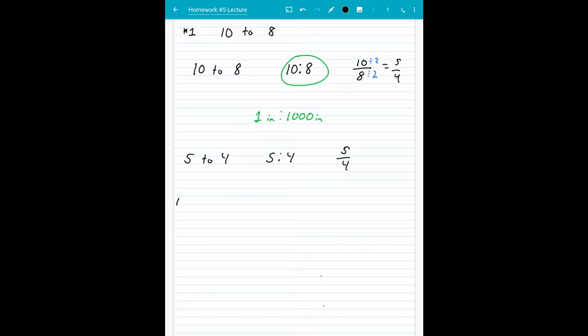Number 2 wants you to simplify 9 ounces to 12 ounces. Notice it's the same unit of measurement. We can simply take 9 over 12 and simplify it. The largest number that goes into 9 and 12 is 3. If you divide the top by 3, that gives you 3. Divide the bottom by 3, you get 4. So your answer would be 3 over 4, and you would just type that in as a fraction on MyMathLab. That's all there is to simplifying some of them. There's a couple of other problems with it.